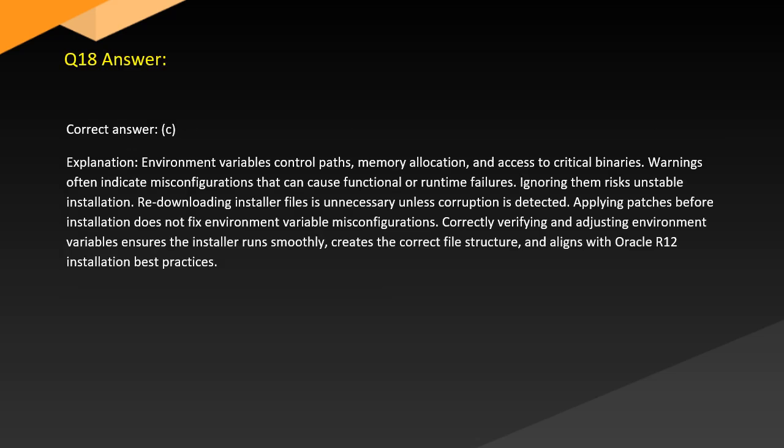Answer. Correct answer: C. Explanation. Environment variables control paths, memory allocation, and access to critical binaries. Warnings often indicate misconfigurations that can cause functional or runtime failures. Ignoring them risks unstable installation. Redownloading installer files is unnecessary unless corruption is detected. Applying patches before installation does not fix environment variable misconfigurations. Correctly verifying environment variables ensures the installer runs smoothly, creates the correct file structure, and aligns with Oracle R12 installation best practices.